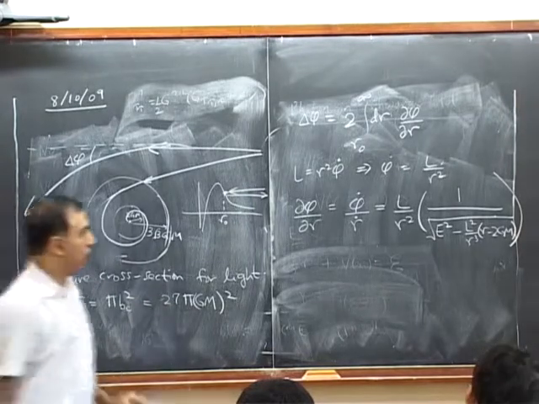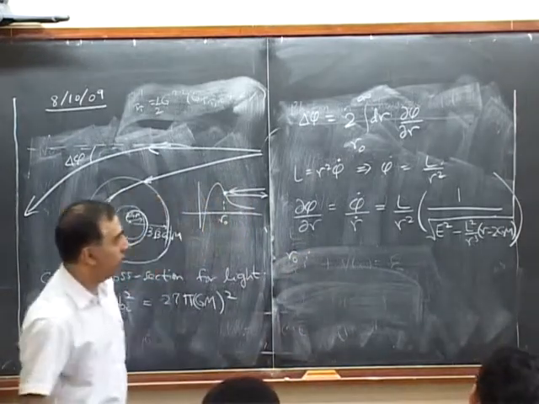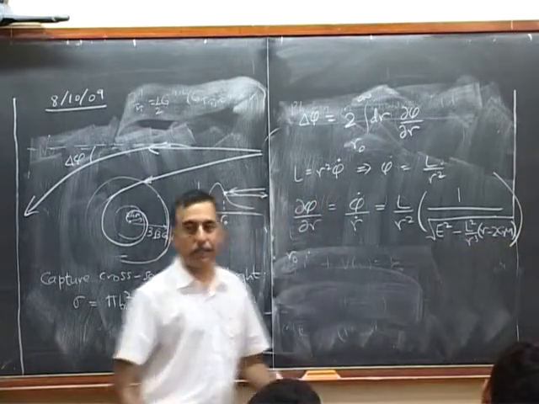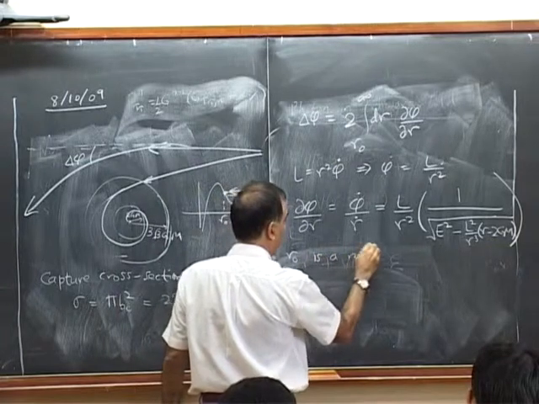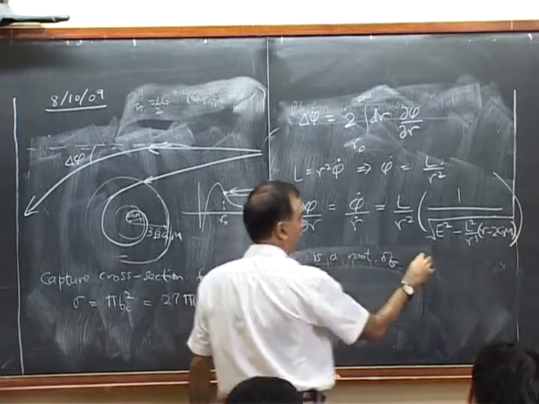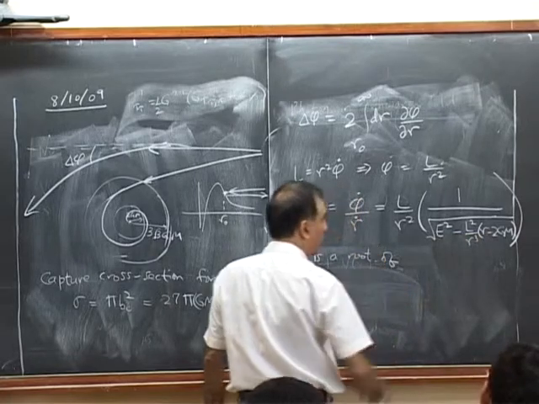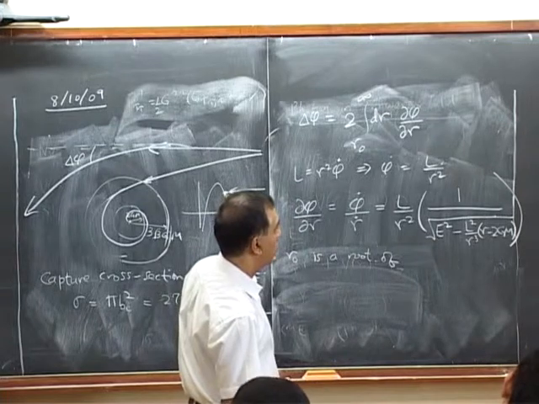How do we find out r naught? R naught, actually it's very beautiful. We never have to find it out because it's a thing where this denominator vanishes. R naught is a root of this stuff. Probably this is not the most convenient way to write this stuff, so let's put r squared.